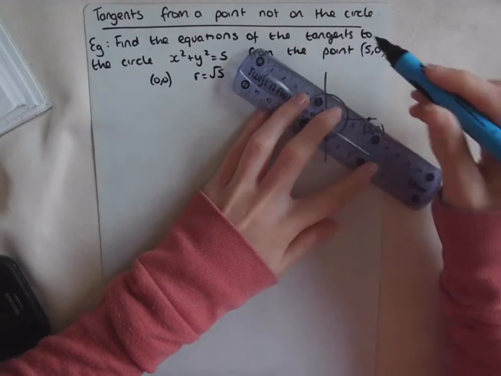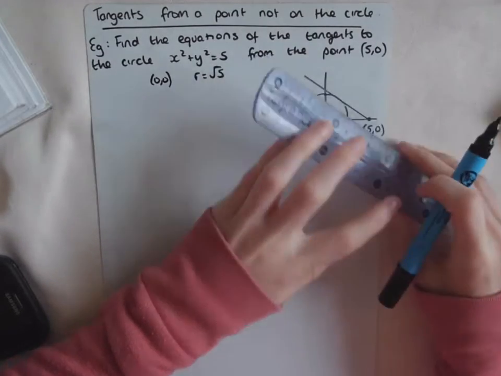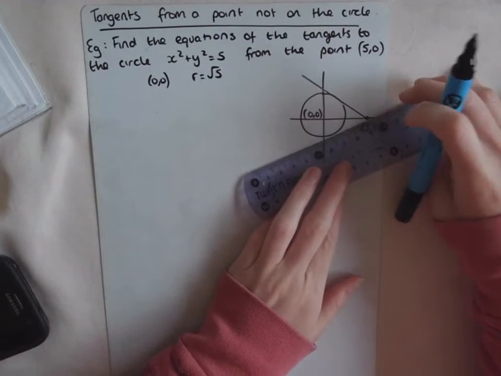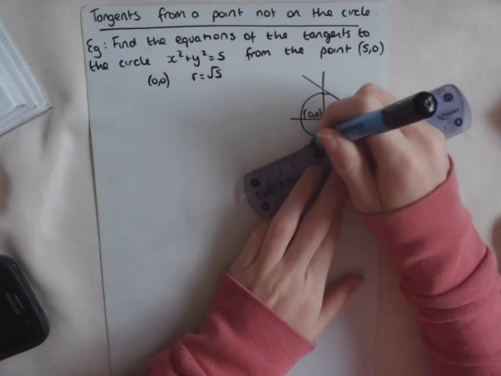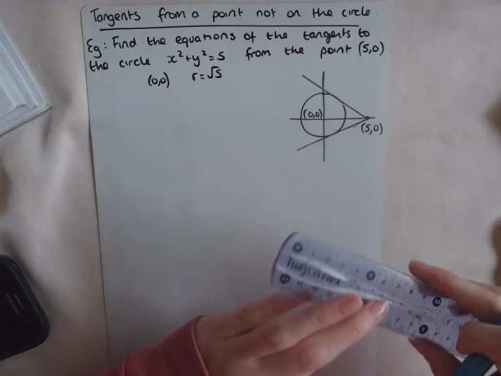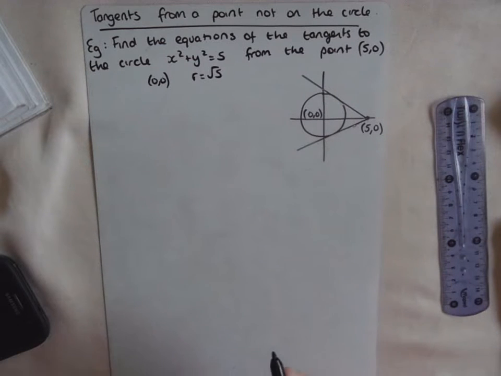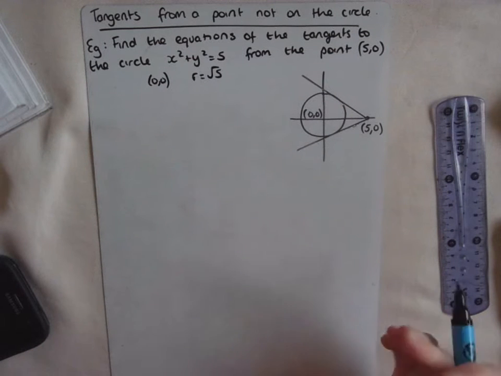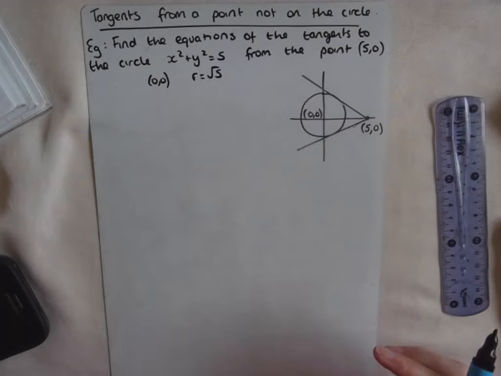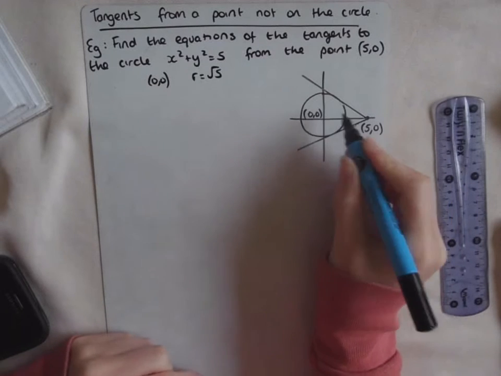One is going to be here and the other is going to be here. So I'm looking for these two tangents. I know a point on both of those tangents is (5, 0), and I just need to find out what the slope is.